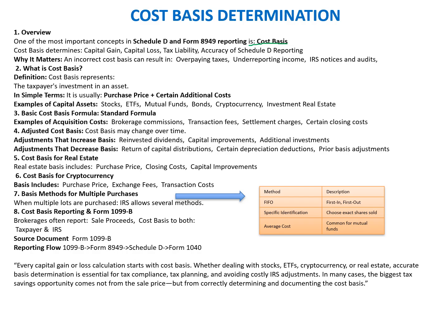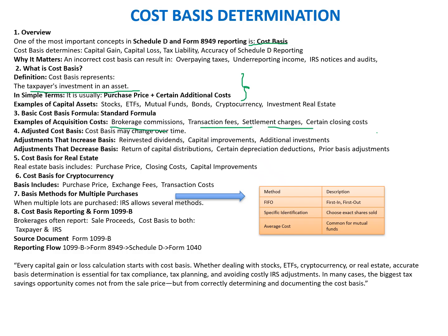What is the cost basis? The definition is that cost basis represents the taxpayer's investment in an asset. In simple terms, it is usually the purchase price plus certain additional costs like brokerage or the incentive that is given to purchase that particular asset. For example, stocks, ETF, mutual funds, bonds, cryptocurrency investment, and real estate. Examples of acquisition cost are brokerage commissions, transaction fees, settlement charges, and certain closing costs.